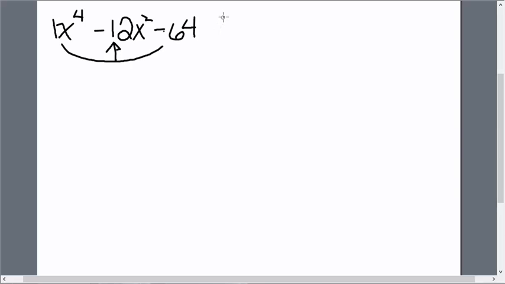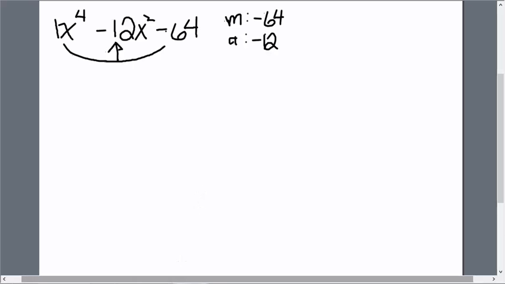1 times negative 64. So in other words, it multiplies to negative 64, but they have to add to this negative 12 in the middle. Now that comes out to be negative 16 and positive 4. So there's our pair of numbers.